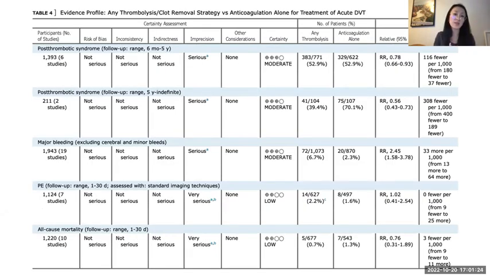This is the evidence profile they put together with all the studies that they included, with the largest studies and the most heavily weighted studies being the 4 that I talked about. And we can see there is a decrease when you put everything together in the relative risk of having post-thrombotic syndrome between 6 months and 5 years with a RR of 0.78, and also for 5 years and above, a RR of 0.56. So there does seem to be some overall benefit, but that is at the cost, of course, of major bleeding. There is no difference between the two arms for PE or all-cause mortality.